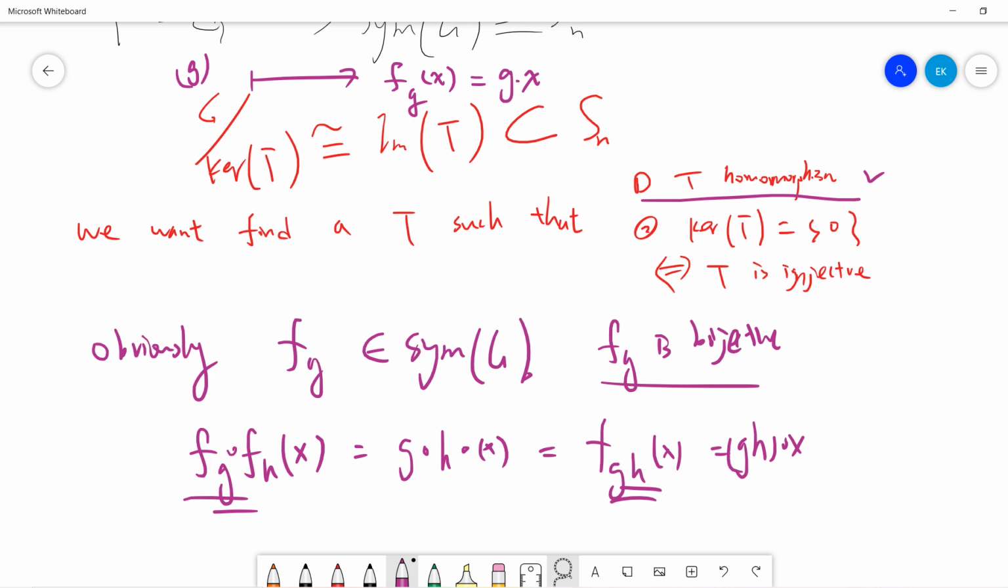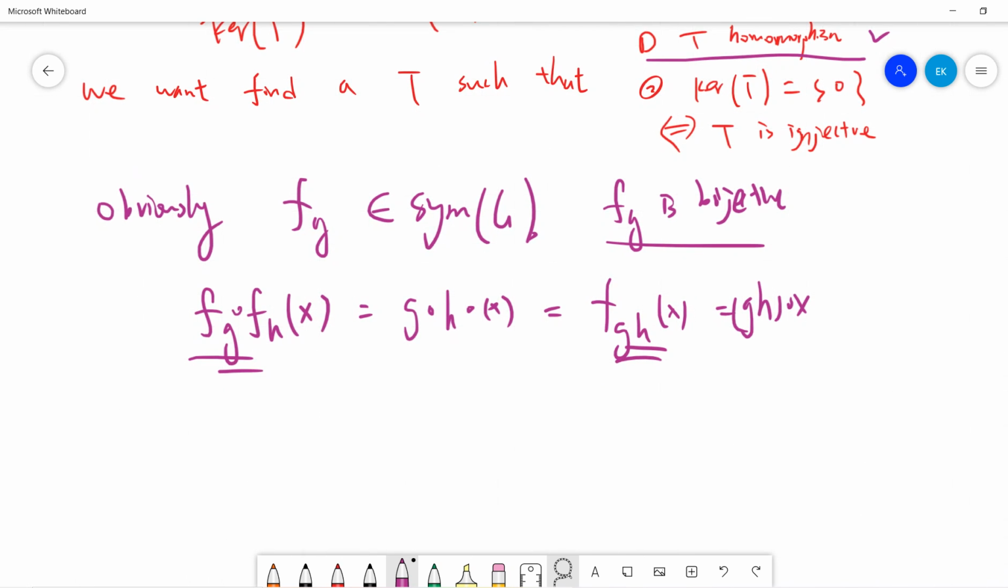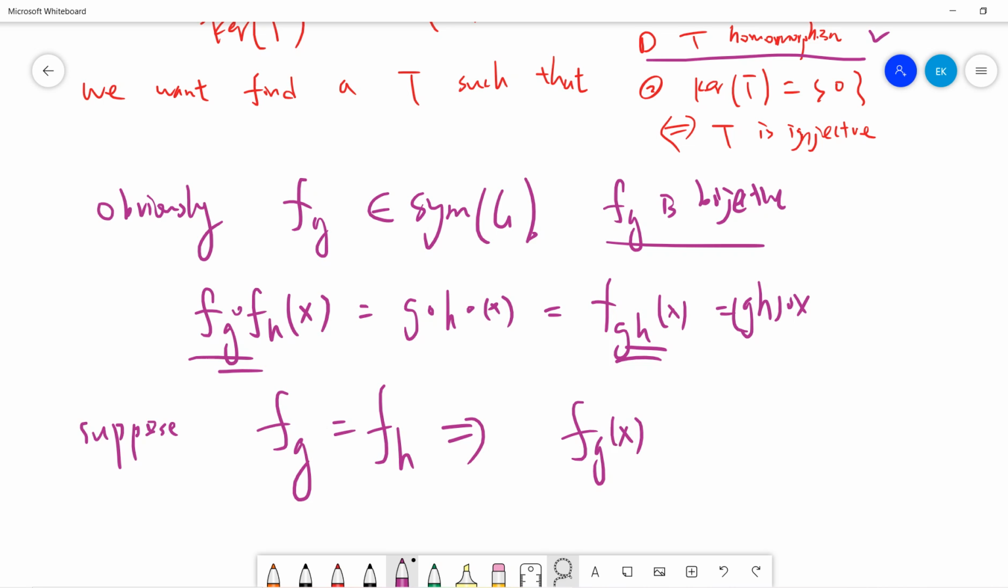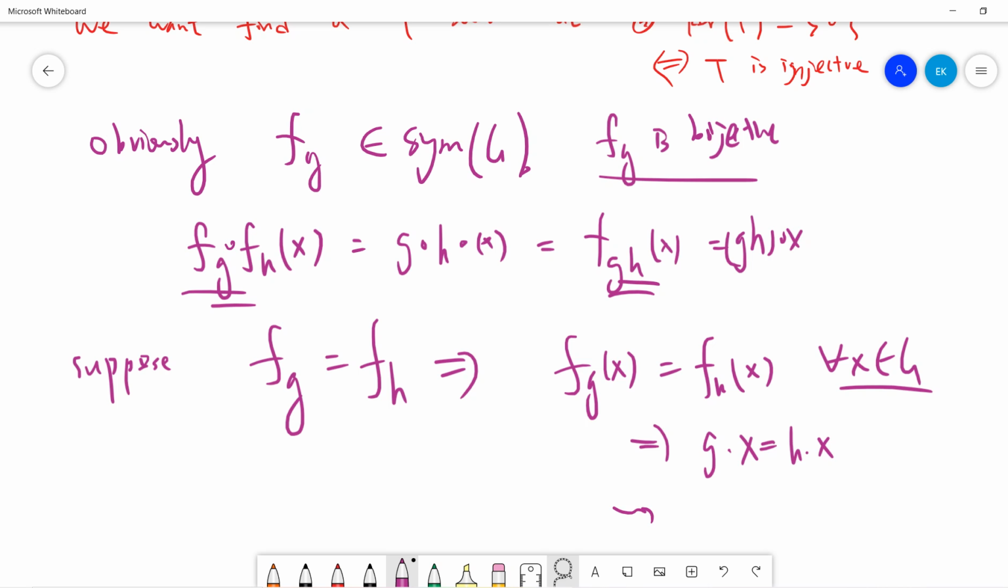Finally, we want to prove that the kernel of T is trivial. This is also easy. Suppose we have two elements g and h whose functions are the same. It means that f_g(x) is the same as f_h(x) for all x in the group, but that means gx equals hx. But x is in a group, so x has an inverse element, so I can multiply by x inverse from the left, and I get g equals h. So T is injective.